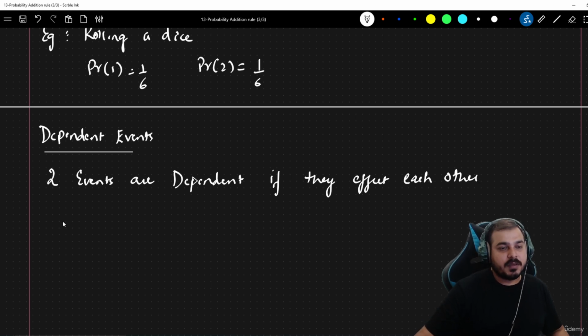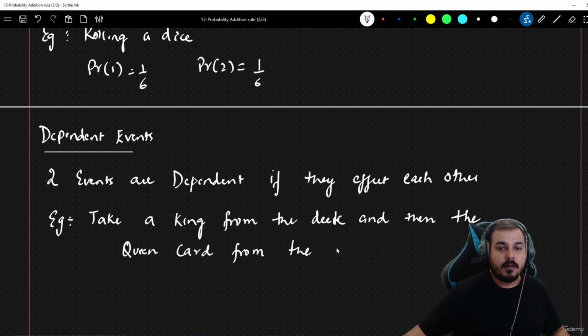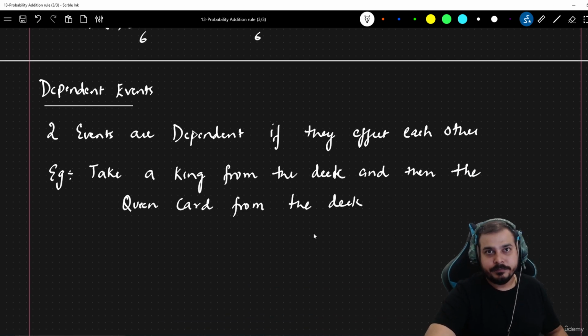Now let's see. Suppose I give you a task. First of all, you take a king card from the deck, and then the queen card from the deck. Now just think over it, guys. Will this become a dependent event or not?